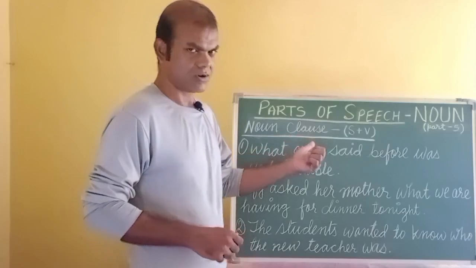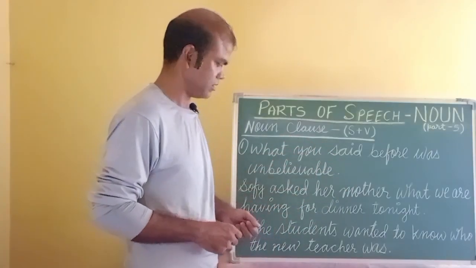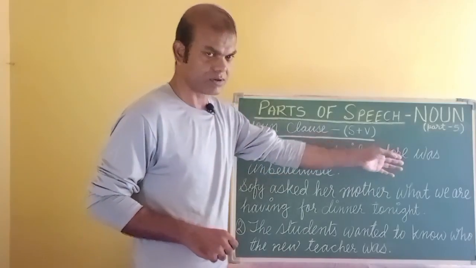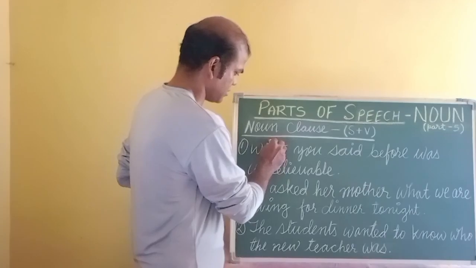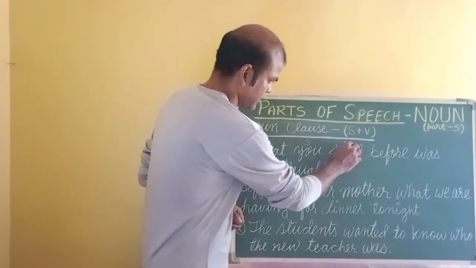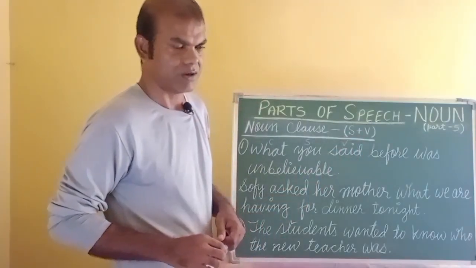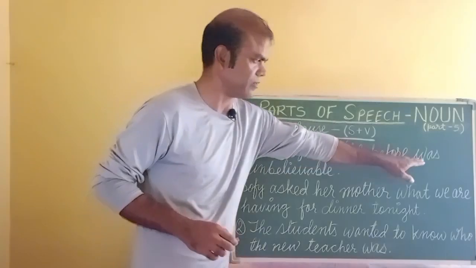We'll see the noun clause functioning as a subject in a sentence. We have an example: What you said before was unbelievable. Here we have a conjunction. Here we have the subject and here we have the verb. Now in this sentence I have two verbs, said and was.